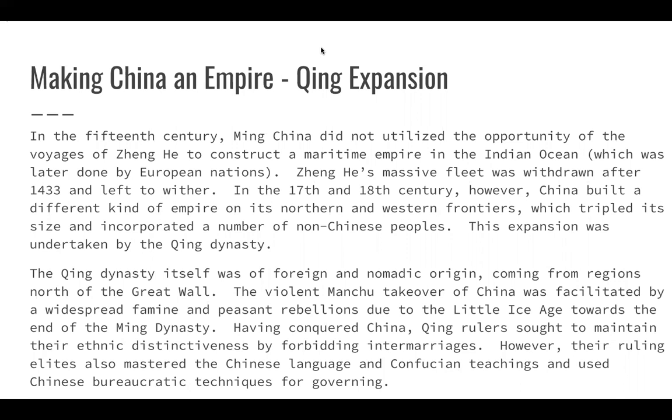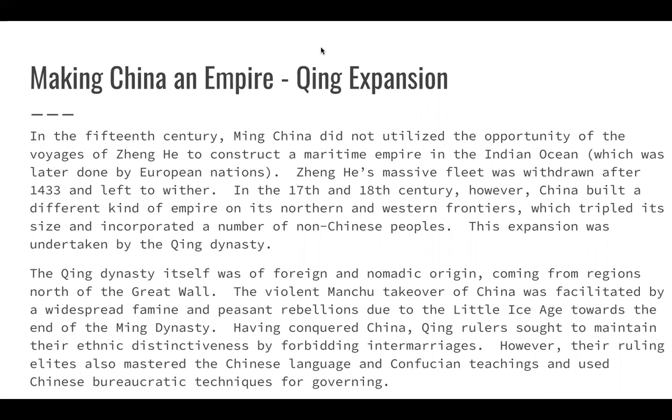The dynasty itself was of foreign and nomadic origin, coming from regions north of the Great Wall. The violent Manchu takeover of China was facilitated by widespread famine and peasant rebellions due to the Little Ice Age towards the end of the Ming Dynasty. What happened was that there was a rebellion. The Ming officials could not put down the rebellion, so they asked the Manchu people for help. And on top of helping the Ming Dynasty put down the rebellion, the Manchu people also just destroyed the Ming Dynasty and started their own dynasty.